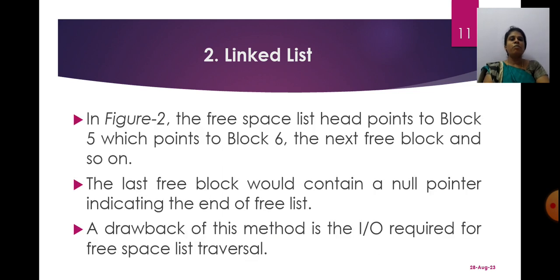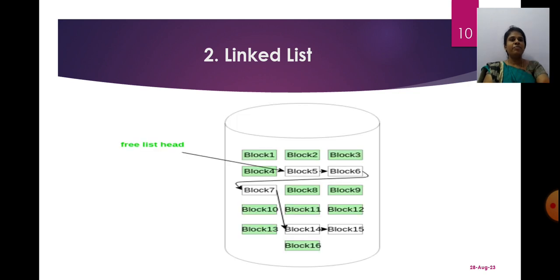So in the above figure, the first free space is the list head pointing to block 5, which links to block 6 and so on. Also, the last free block will contain a null pointer that indicates the end of the free list. For example, in this example, block 15 will have a null pointer that indicates that this is the last free block.